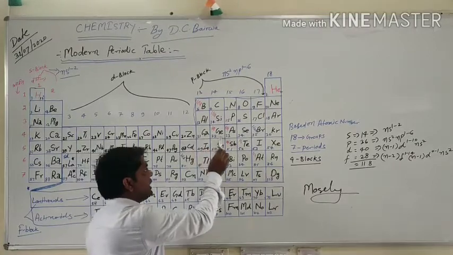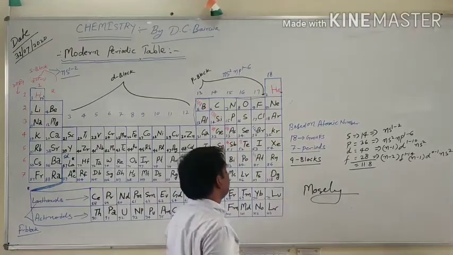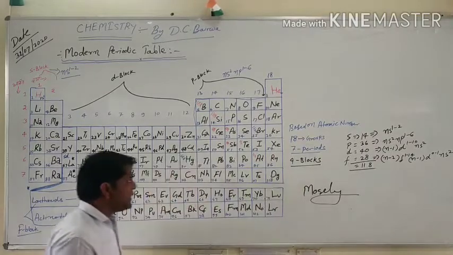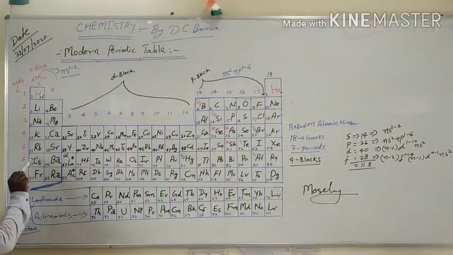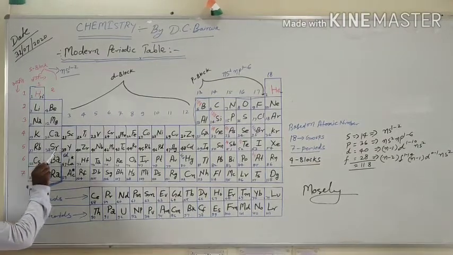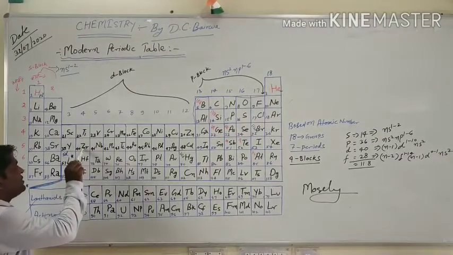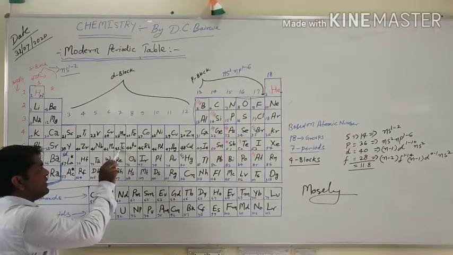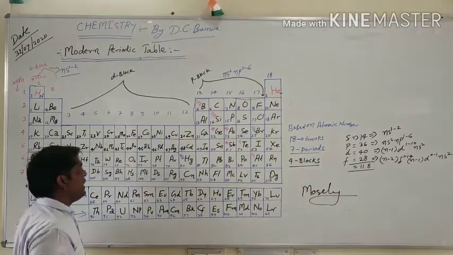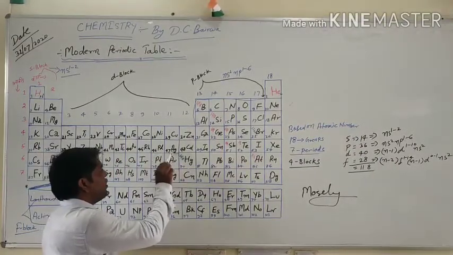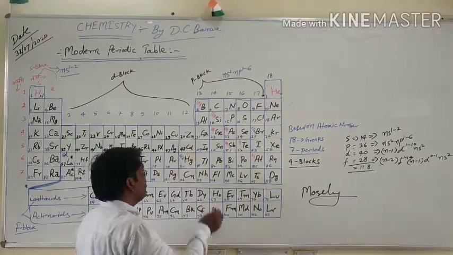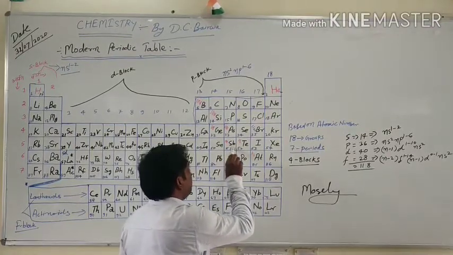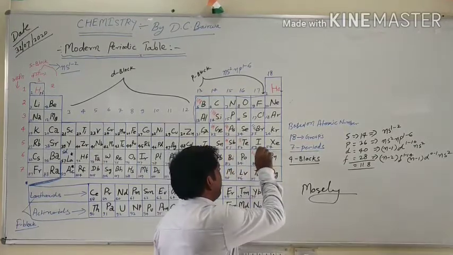31 is gallium, 32 is germanium, 33 is arsenic, 34 is selenium, 35 is bromine, 36 is krypton. 37 is rubidium, 38 is strontium, 39 is yttrium, 40 is zirconium, 41 is niobium, 42 is molybdenum, 43 is technetium, 44 is ruthenium, 45 is rhodium, 46 is palladium, 47 is silver, 48 is cadmium, 49 is indium, 50 is tin, 51 is antimony, 52 is tellurium, 53 is iodine, 54 is xenon.